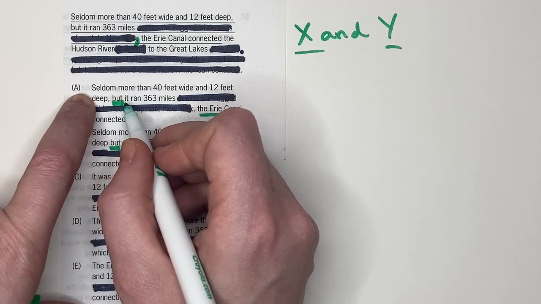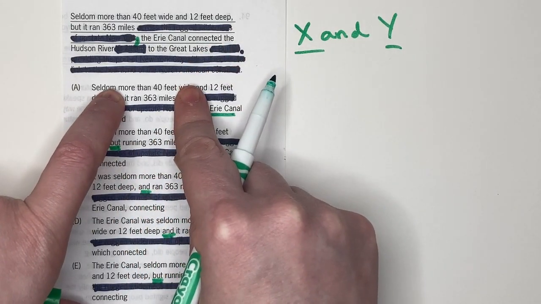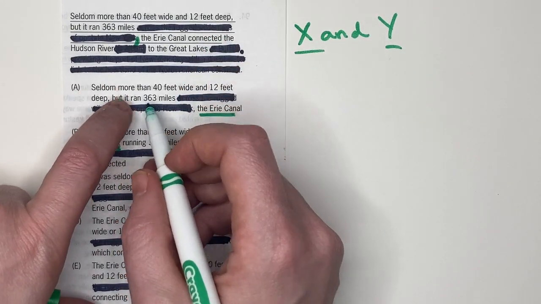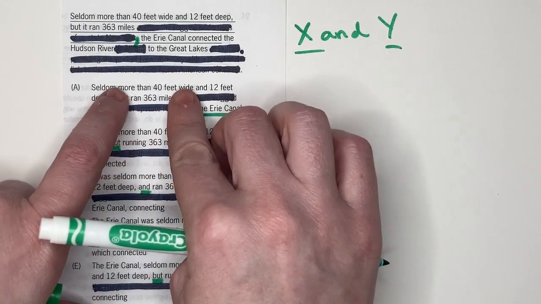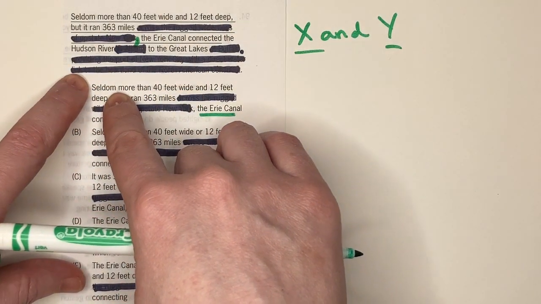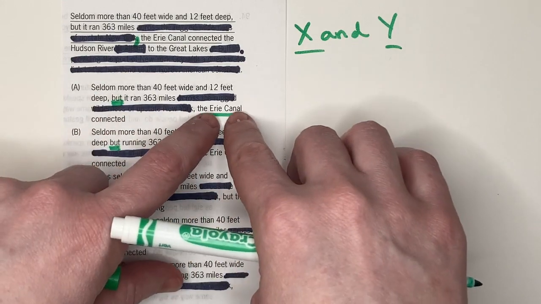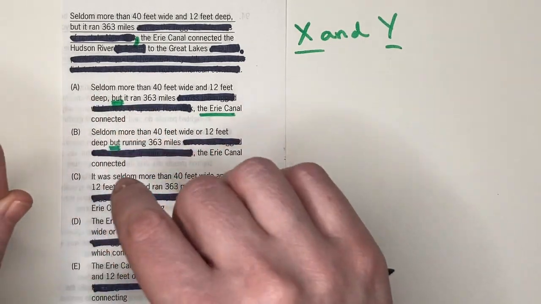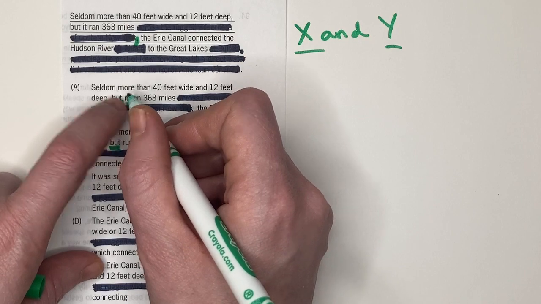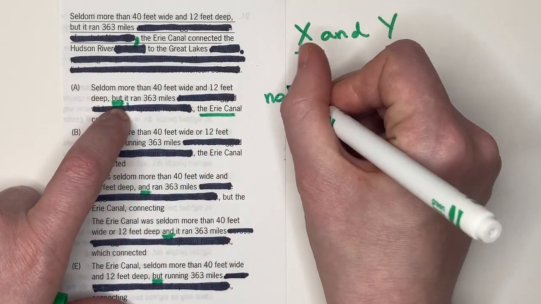And then we have but it ran, which is a pronoun and then a verb. It ran 363 miles. If we just looked at that by itself, that could be an independent clause, a complete sentence on its own. So there's no parallelism here between it ran 363 miles, which functions as a standalone sentence, and what came before, which was a long modifier, seldom more than 40 feet wide, 12 feet deep. It's a piece of description describing the Erie Canal. Because there's a pronoun here, that would really stand out to you: this is a modifier and this is starting right into a pronoun. So this is not parallel, right?